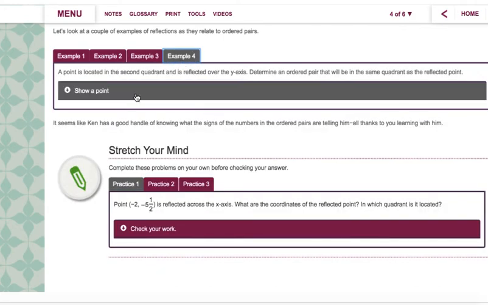And last example, a point is located in the second quadrant. So remember, that's the top left, and it is reflected over the y-axis. Determine an ordered pair that will be in the same quadrant as the reflected point. All right, so if you're in quadrant 2, remember that is the top left. If you're jumping over the y-axis, that's the vertical one. So it's the one that's going to be up and down, right?